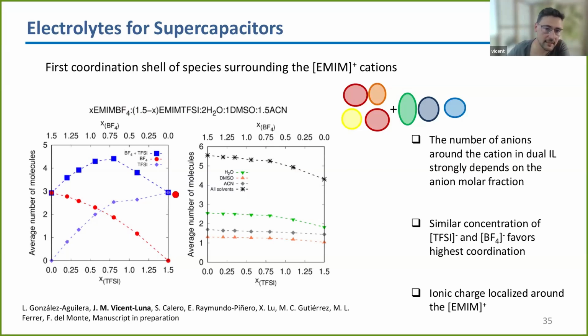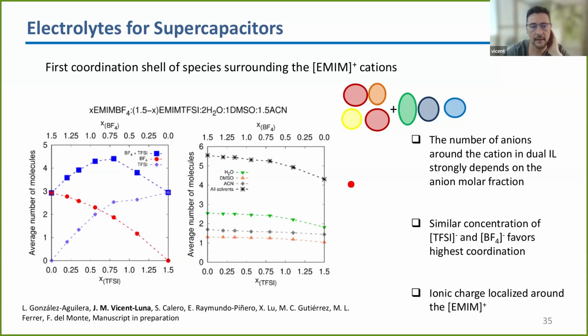The case is that we have a non-ideal representation like this, where intermediate concentrations give you a maximum in the coordination cells of the cation. So we can conclude from the studies that the number of anions around the cation in dual ionic liquids strongly depends on the anion molar fraction. So you cannot study a certain concentration as it is.